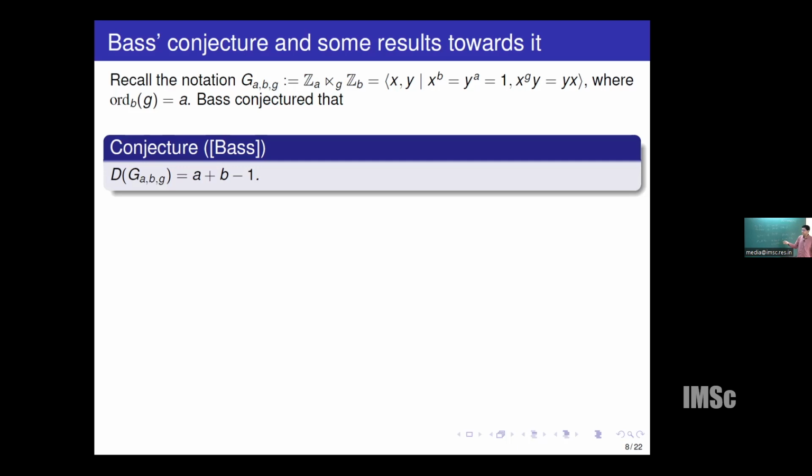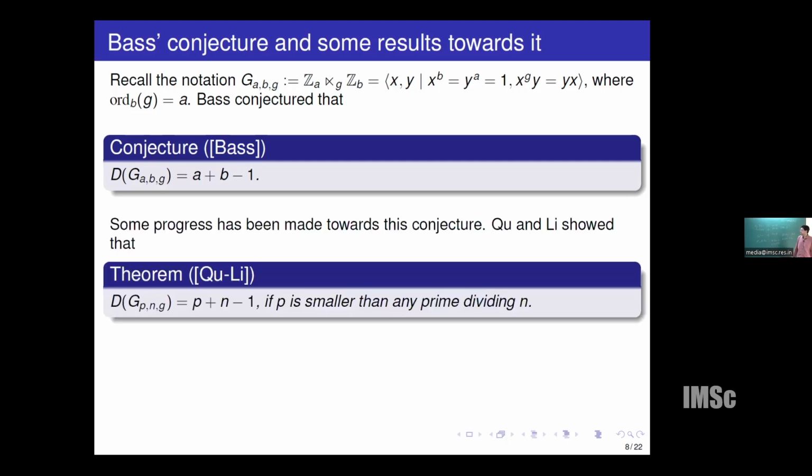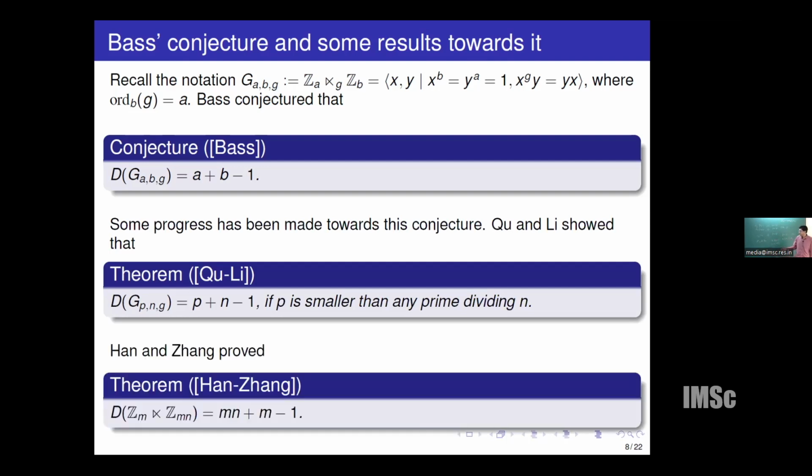And for this conjecture, there has been some progress. For example, Qu and Li showed that if you take a to be prime and smaller than all the prime divisors of n, then the Davenport constant is again p plus n minus 1. And Han and Zhang have shown that if a divides b, then Bass's conjecture also holds for the Davenport constant. Okay.